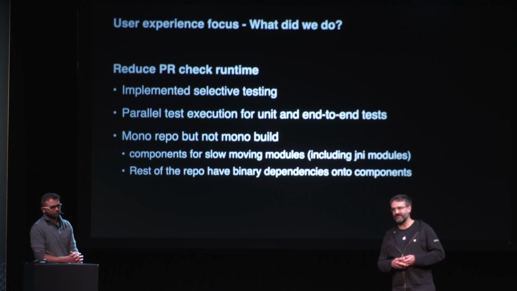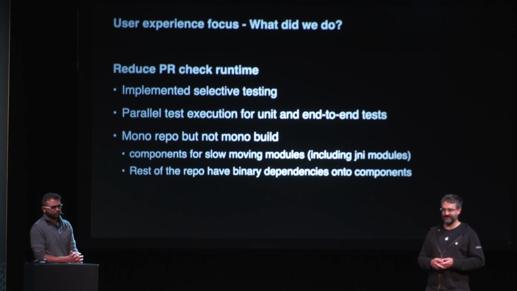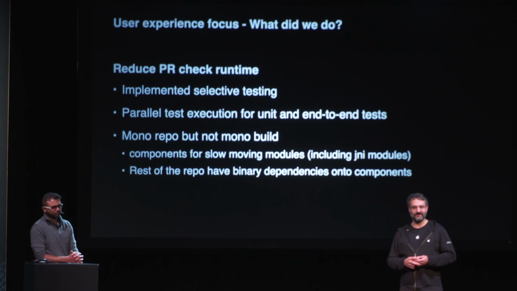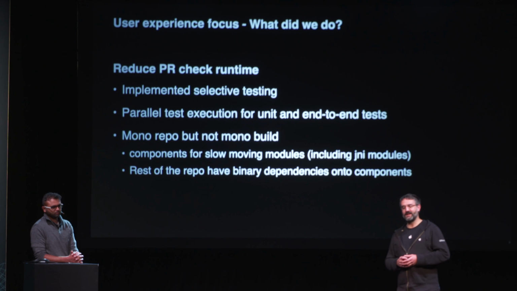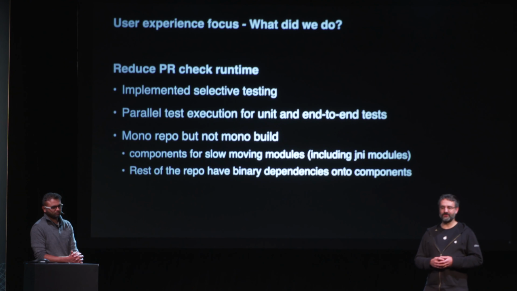Today, we probably use test distribution, but back in the days, that wasn't available yet. We had a big mono repo, but we didn't necessarily want a mono build, so we started breaking down our build. Although we had a big mono repo, which made our life really easy because we had the consistency at all times, we started implementing components for slow-moving modules.